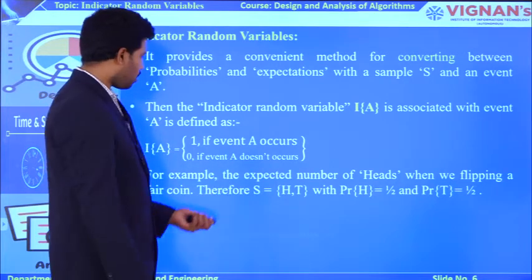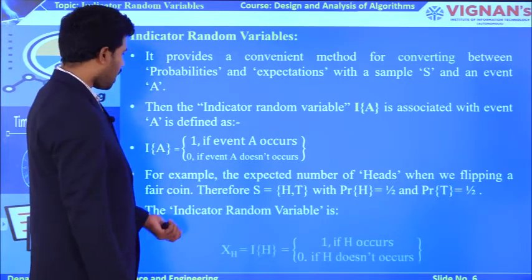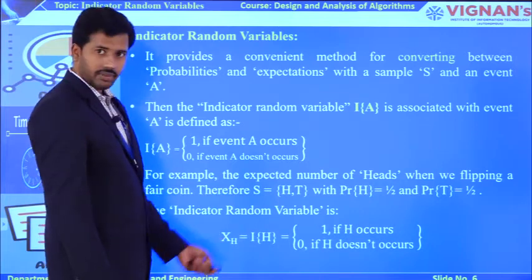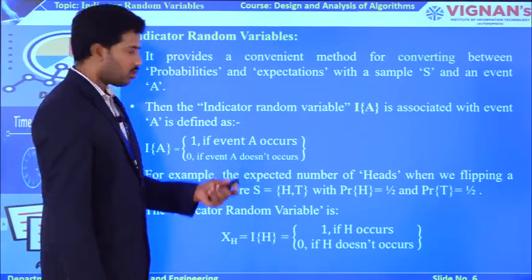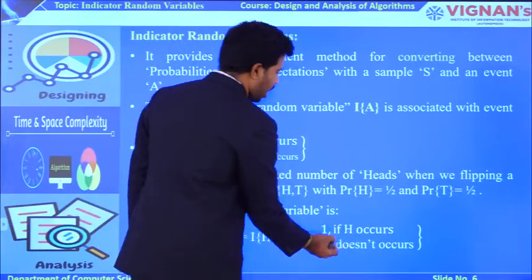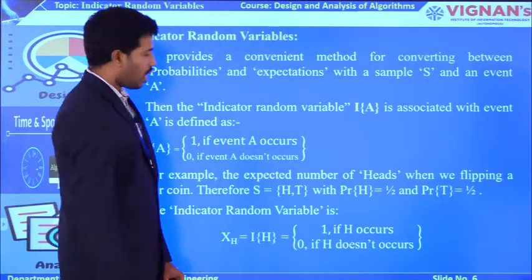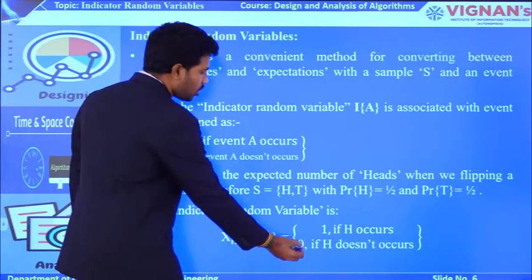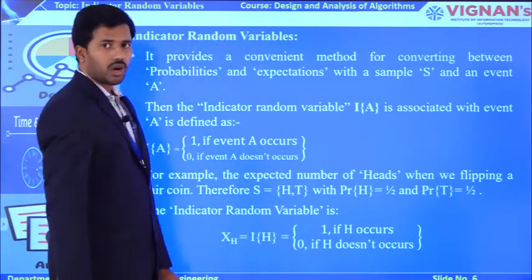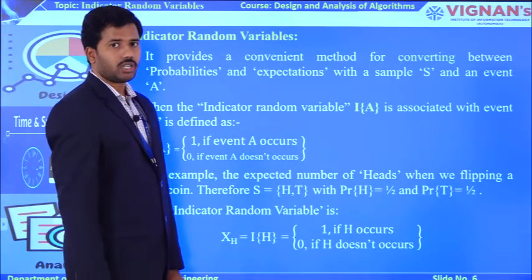Now let us have a discussion of the indicator random variable for the event which is head. Okay. So after flipping a coin, if you receive a head, that is indicated by 1, otherwise it is indicated by 0. Okay. So if you are getting 0, it means the coin face you got is tail.